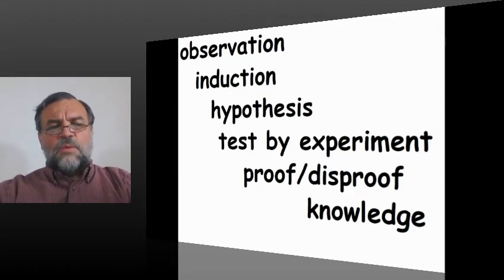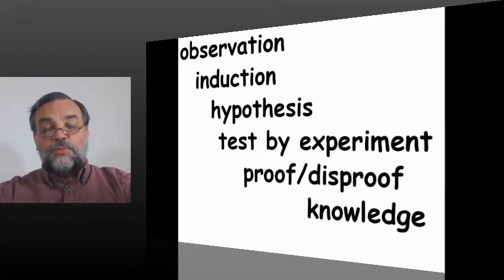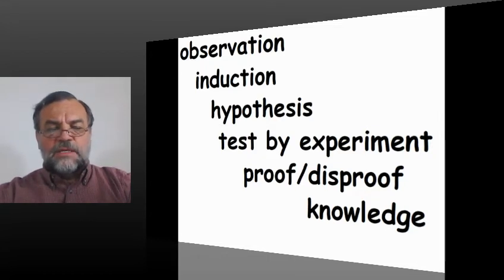His sequence was very logical. You do an observation, look at things, then induction, you think about it, and you come up with a hypothesis, which is how you think all that stuff fits together. Then you look for a test by an experiment that can give you proof or disproof. And based on the results of the experiment, you have knowledge, be it proof or disproof, about your hypothesis.